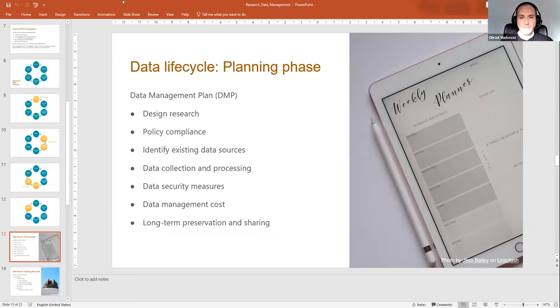Just a quick overview of these phases. First, in the planning phase, the final product can be a data management plan. We'll have that covered today by my colleague Irena. I will just give some basic overview of this. It is just a way to better design your research, to see if it's compliant with policies, to identify resources that are needed, how to collect data and everything. It is a very, very important phase. And don't forget to insist that your researchers carefully manage their RDM process.